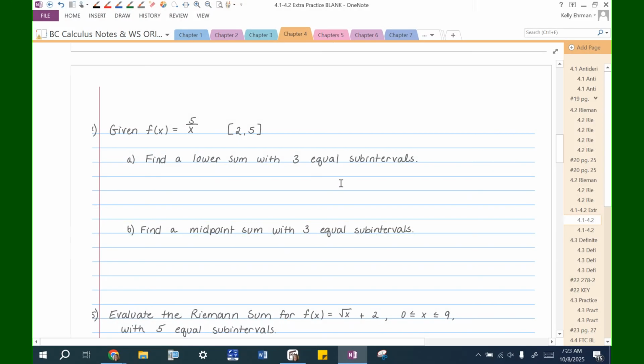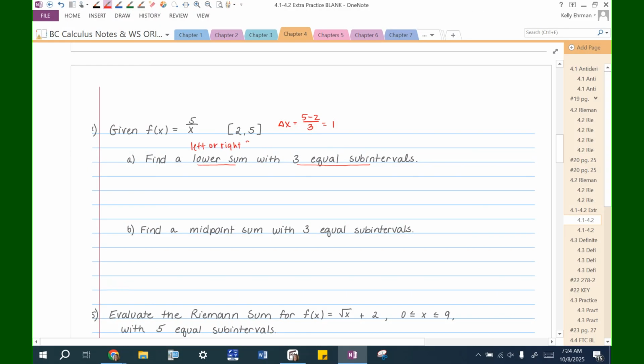All right, next section. Given f of x is 5 over x on this interval, find a lower sum with 3 equal subintervals. So I can start by establishing delta x. It's 5 minus 2, b minus a, over the number of subintervals. 3 over 3 is 1, so that's nice. Now, it says lower sum. It doesn't say left or right. So we have to figure that out.